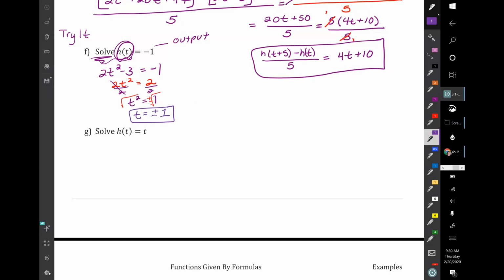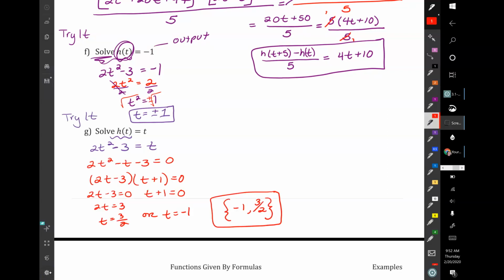So the next one here is solve h of t equals t. That's a little different. Go ahead and see what you come up with. Try it. You're going to do the same thing I did here. Write your function, which was 2t squared minus 3 equals t. And that should look familiar to you. We've done a lot of problems like that, but it's just a little new context. And so you're going to set equal to 0. Then this one is factorable, so solve it out. Go ahead and try that one.